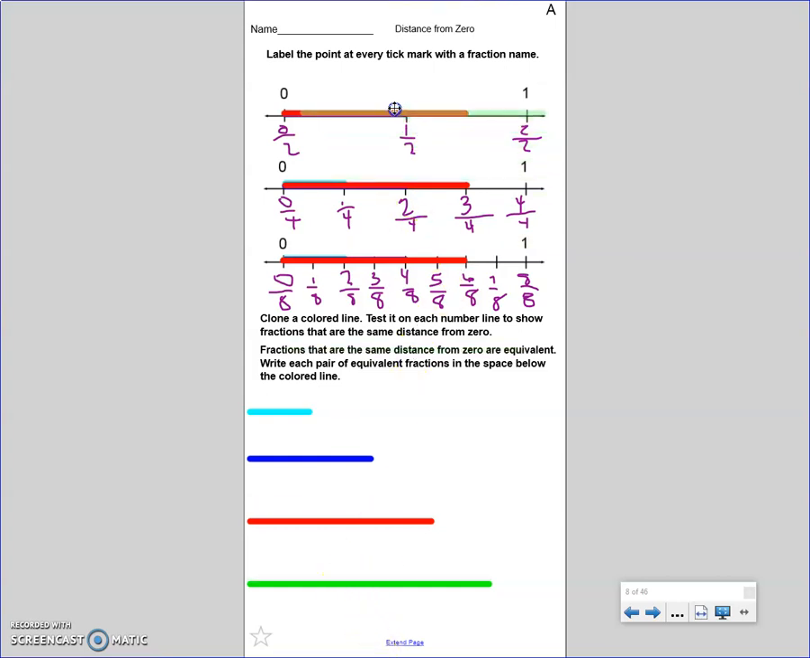Finally, let's use the green line to find some equivalent fractions. Which fractions are equivalent? Because they cover the same amount of space from 0. I agree. 2/2, 4/4, and 8/8 are all equivalent fractions because they cover the same distance from 0. Great job, 3rd grade.